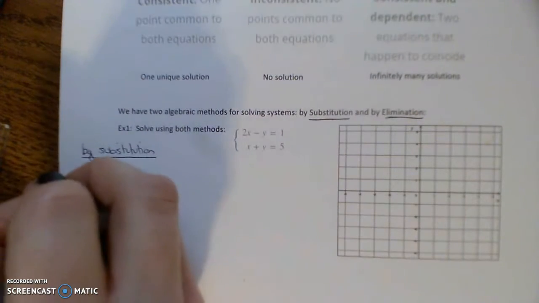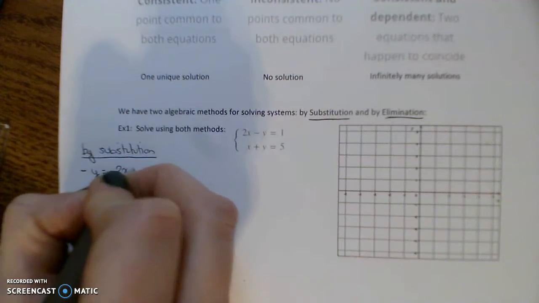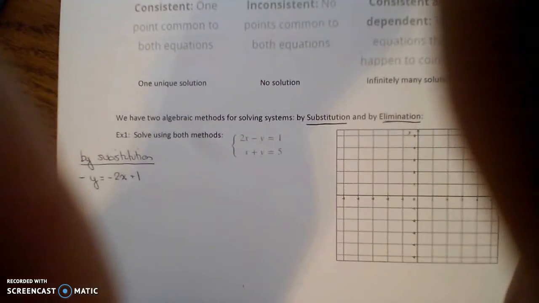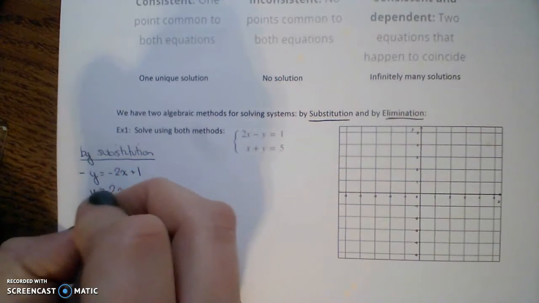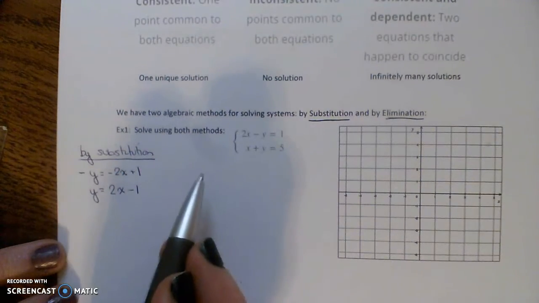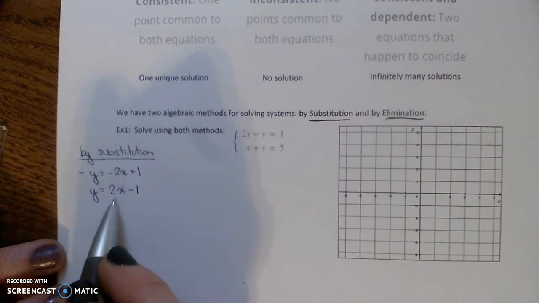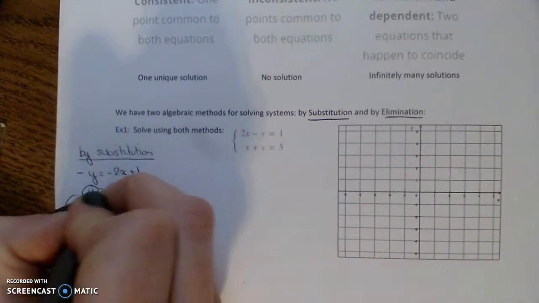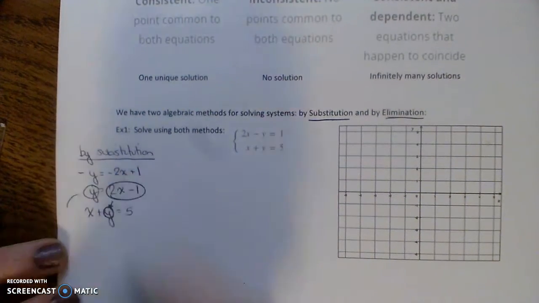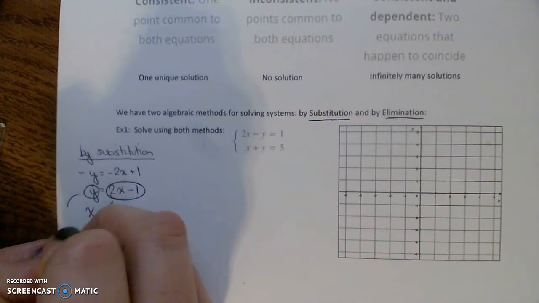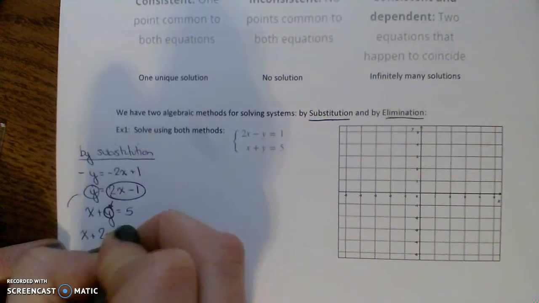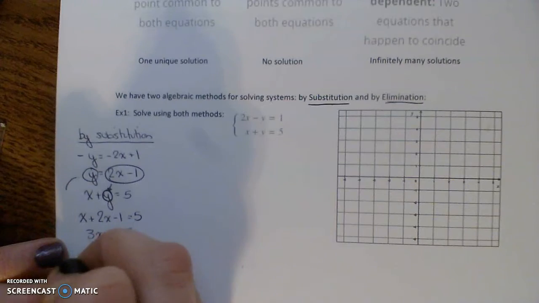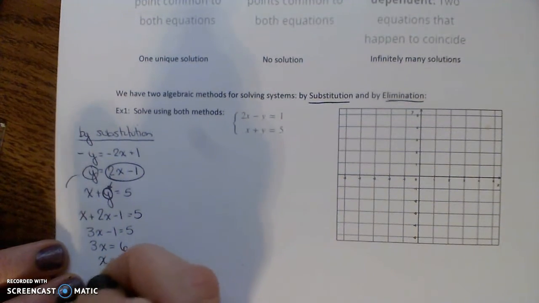I'll subtract 2x from both sides, yielding negative y equals negative 2x plus 1. Might as well get rid of that negative, so I'll multiply both sides by negative 1. So y equals a positive 2x minus 1. So now that you've got the one equation solved for one of the variables, I'll go ahead and substitute this into the second equation, the x plus y equals 5. So I'll take this y here, which is also represented by 2x minus 1, and I'll replace y with this expression. So this becomes x plus 2x minus 1 equals 5. And now we have a linear equation in just one variable. 3x minus 1 equals 5. Add 1 to both sides and divide both sides by 3. We get x equals 2.